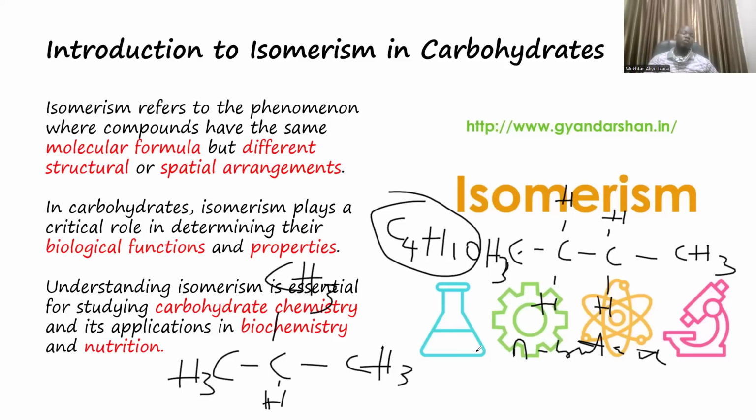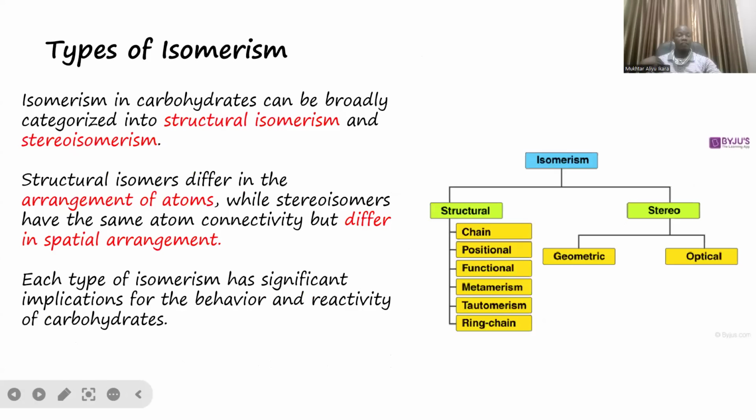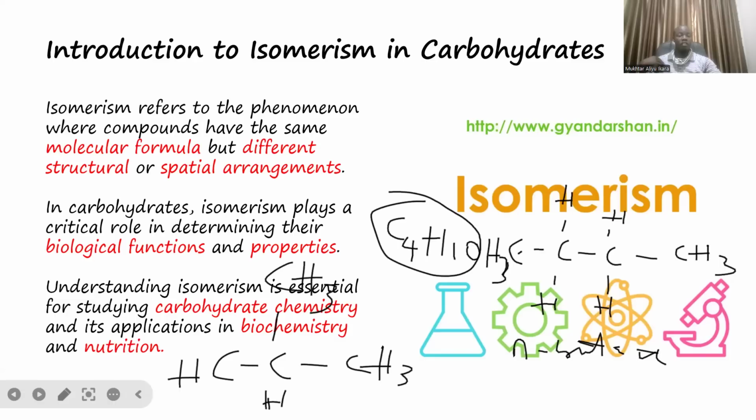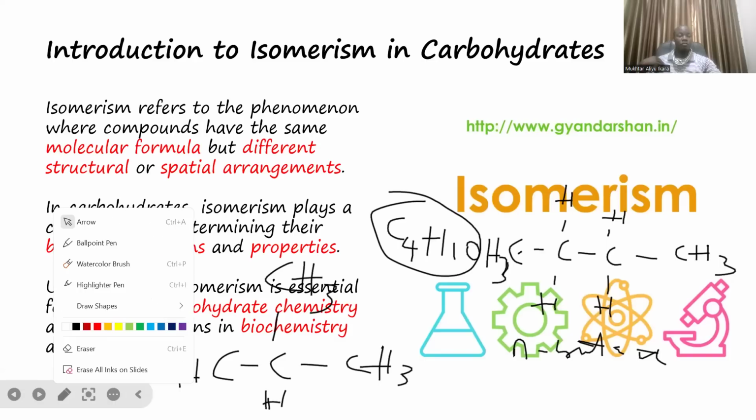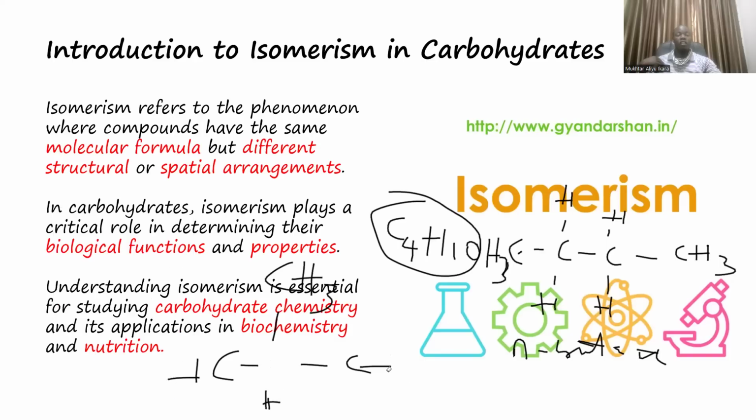The difference can be in terms of structural arrangement or spatial arrangement. In carbohydrates, isomerism plays a significant role. It plays a critical role in determining their biological functions and properties. What we need to understand, ladies and gentlemen, is that in isomerism, all these compounds are playing a vital role, and this role is involved in so many activities.